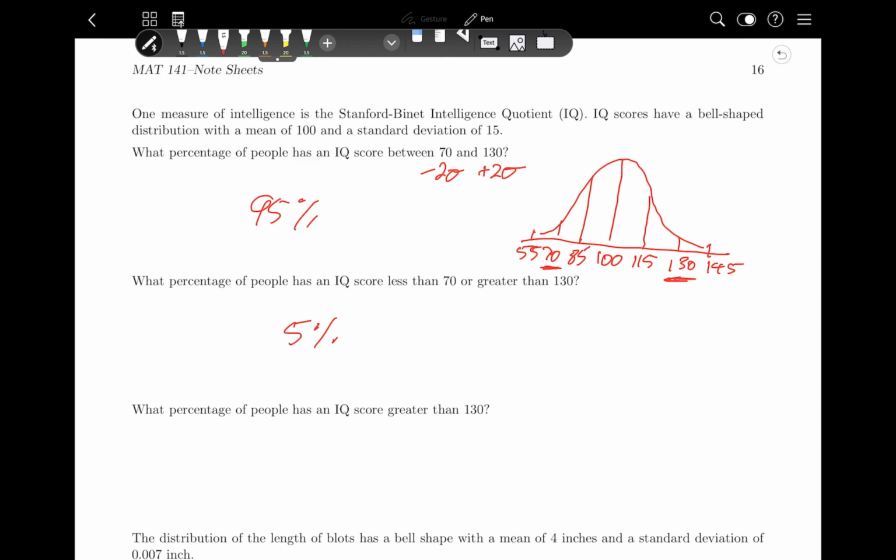And then if we wanted to do greater than 130, well, greater than 130 would be half of this last problem. So that would be 2.5%. Okay, so that's that one.